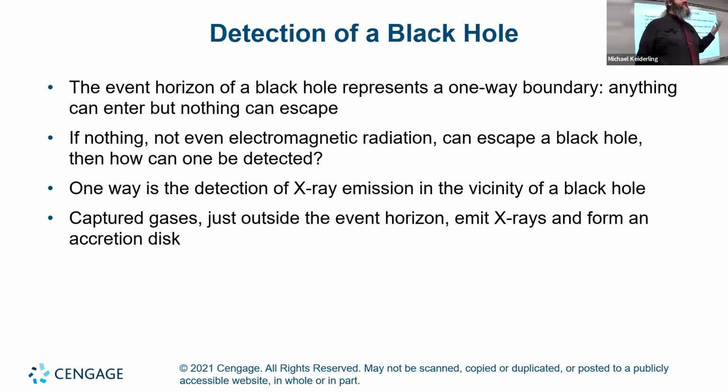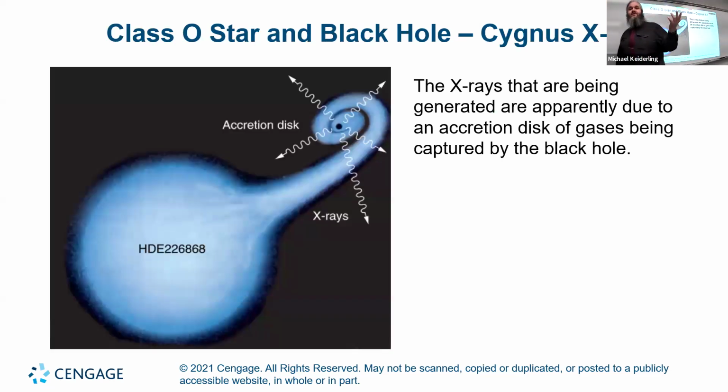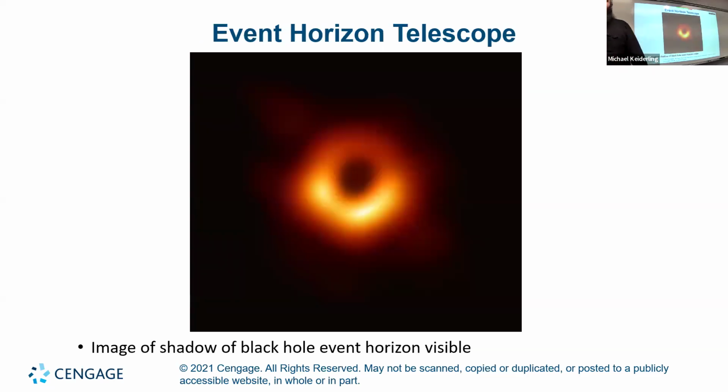We also see these disks of material. So here is an example of a class O star and a black hole. Material is going from the class O star to the black hole, and as it falls in, it speeds up. You get friction and it forms an accretion disk and it emits X-rays. And that's Cygnus X-1. These X-rays are apparently due to an accretion disk of gases being captured by the black hole. And we can take an image of a black hole, it turns out.